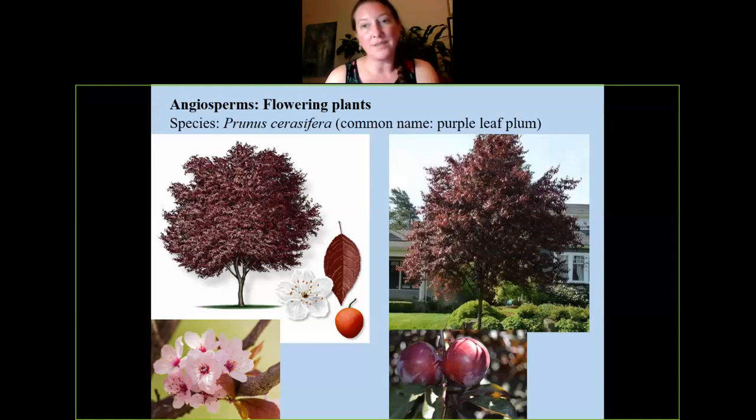but it does lose its leaves in the wintertime, right? But when the leaves leaf out in the spring, they leaf out purple and they stay purple the whole season. They are monoecious. They have, remember, both sex organs on one plant. They have pretty flowers in the spring. They make these little tiny plums. Purple leaf plum, right? Purple leaves. Pretty easy there. Okay.